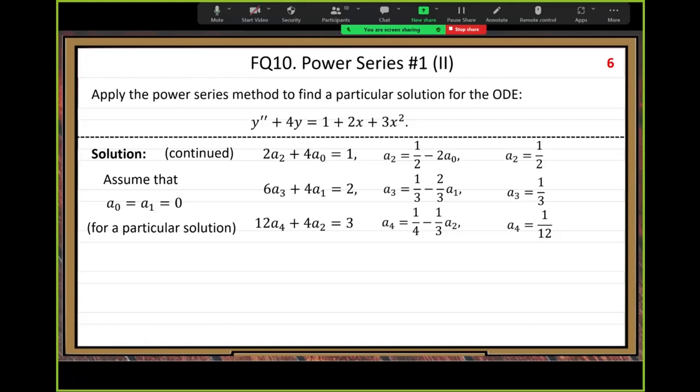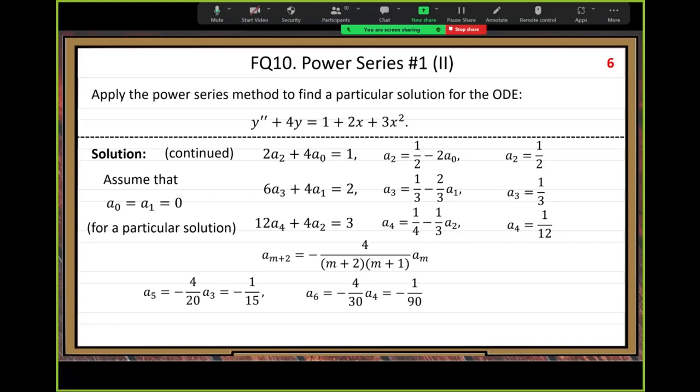After you have these first three numbers, for the remaining ones we have our general recursion. So this is the general recursive formula. For a5, you plug in and you get negative 1/15. For a6, you plug in and you get this. Because we cannot calculate forever, we have to stop somewhere.